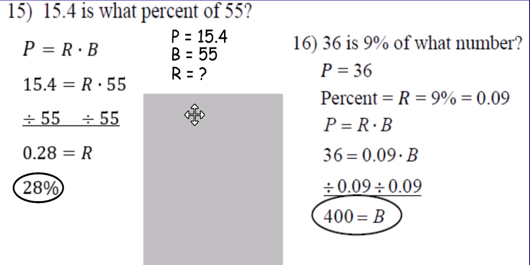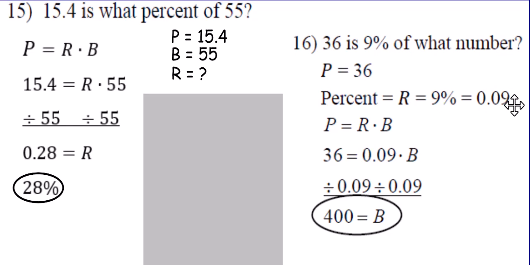All right, final type of example with percent equations is where we're trying to find the base. So number 16, 36 is 9% of what number? 36 is our part. 9% is our percent R, and 9% as a decimal is 0.09. So when we have P equals R times B, that will be 36 equals 0.09 times B. The inverse of multiplying by 0.09 is to divide by 0.09, and 36 divided by 0.09 gets us 400. Remember that when we divide by a decimal less than 1, it actually makes the number bigger, in this case in a significant way. And this makes sense.